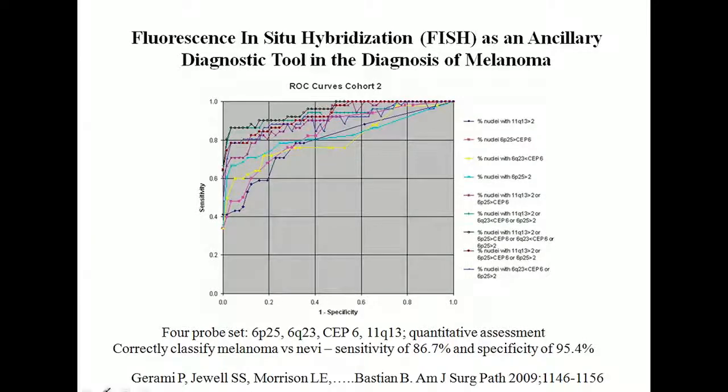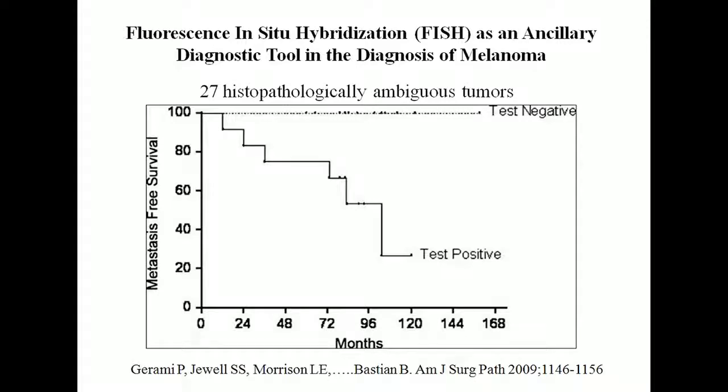So this test correctly classified their melanoma set versus nevi with a sensitivity of 87% and a specificity of 95%. So they thought that was a good test to be able to use for difficult melanocytic lesions. They then applied the test to a cohort of 27 histopathologically ambiguous tumors, which would include spitzoid neoplasms. And they saw that it actually could differentiate those as well. Those that tested negative had a long period of metastasis-free survival, but those that tested positive for this 4-probe test had a worse outcome.